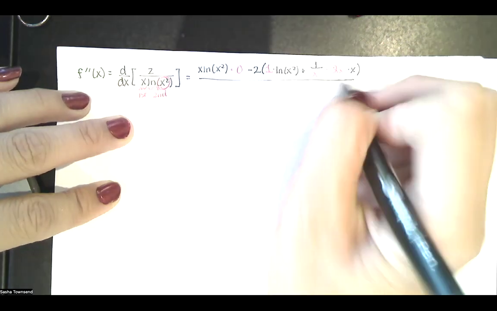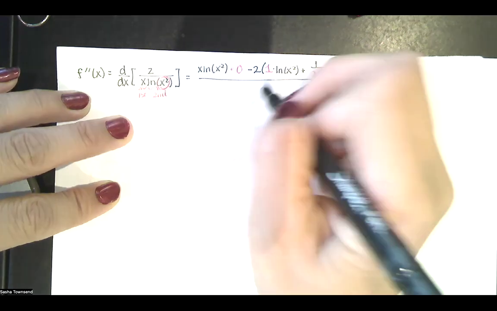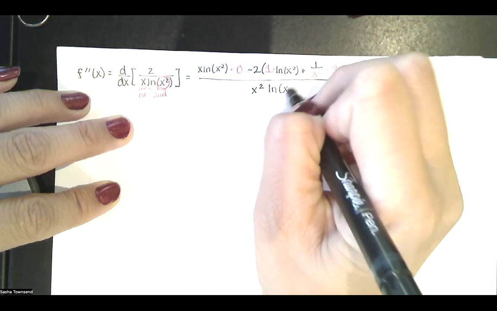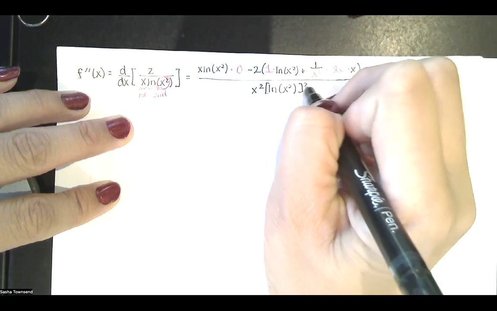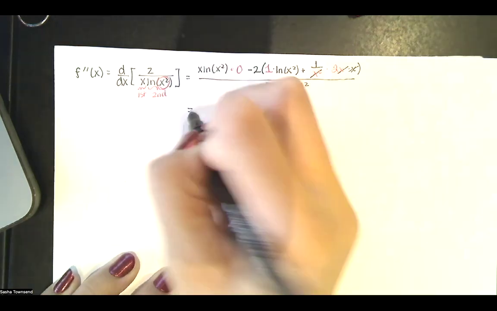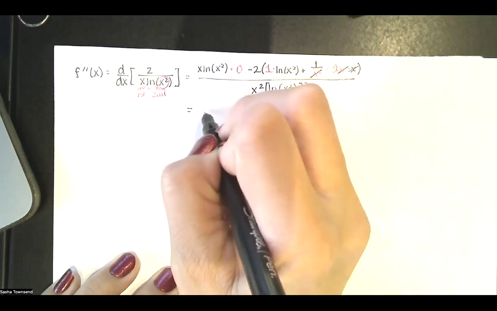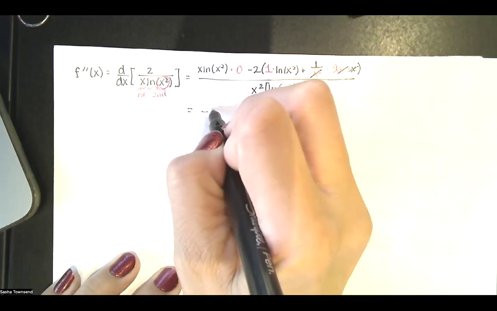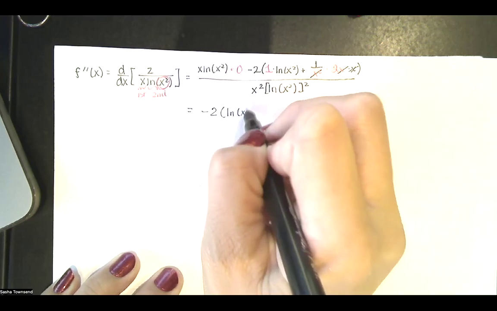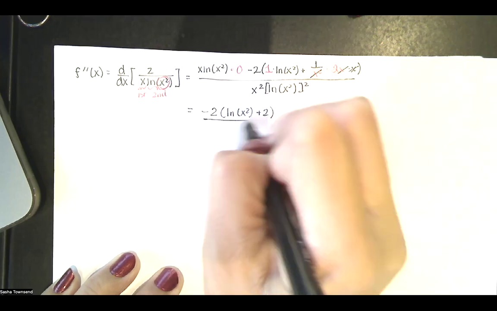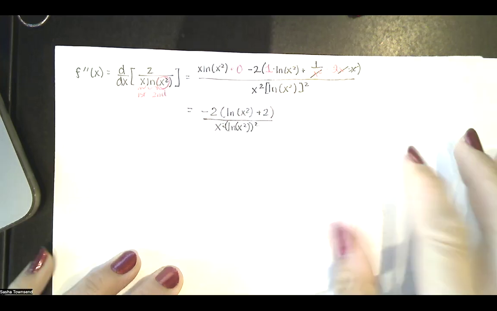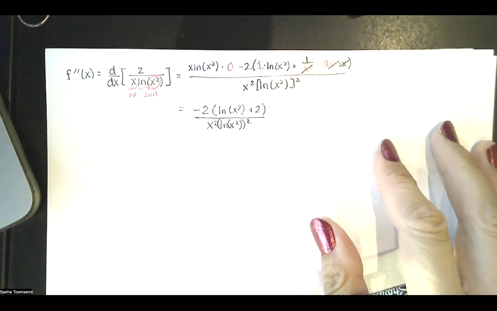All divided by, that's low d high minus high d low over low low. So we're going to have x squared times natural log of x squared, quantity squared. And this x squared reduces with both of those x's, and we end up with 0 times that, which is 0. And then if we distribute the -2, well, actually, I won't distribute that -2. I've got -2 times natural log of x squared plus 2, all divided by x squared times natural log of x squared, quantity squared. And so that's our f double prime.